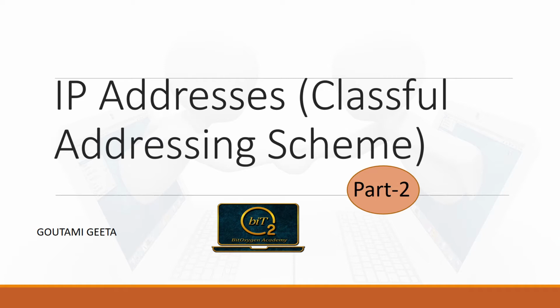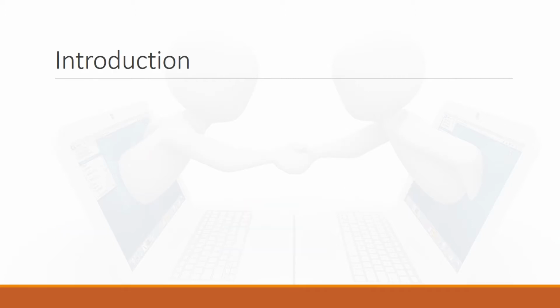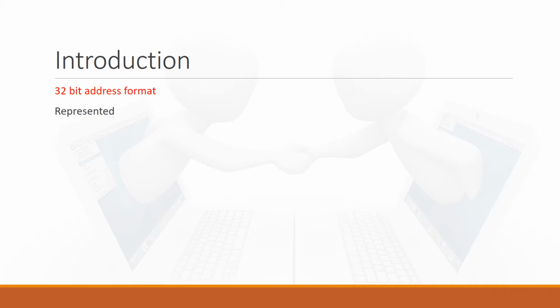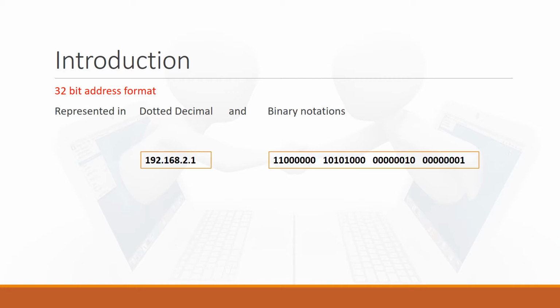So let's start the session with the introduction of classful addressing. IPv4 is a 32-bit format which is further divided into 4 parts, and each part is of 8 bits. These parts are known as octets. These were represented in two forms. First is dotted decimal and second is binary format, as shown in the figure.